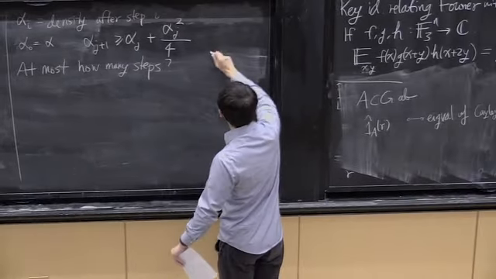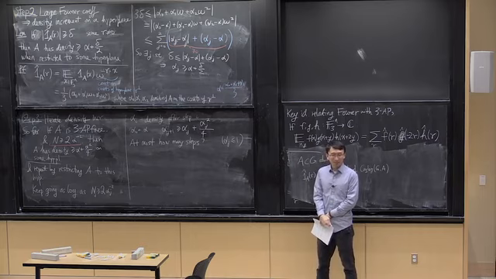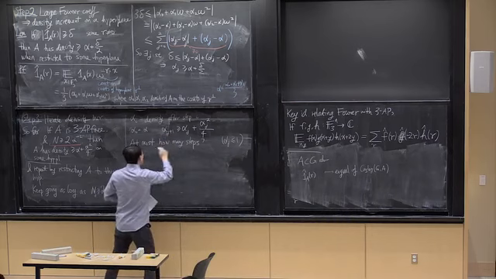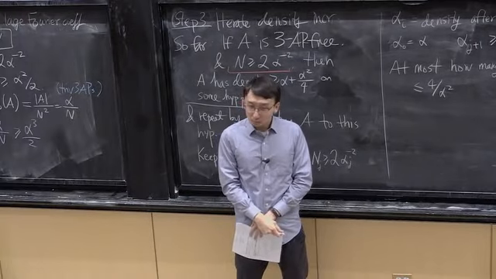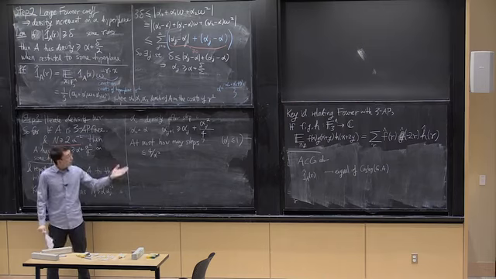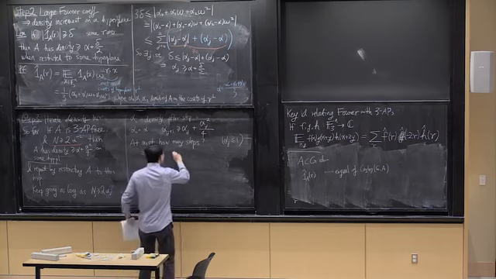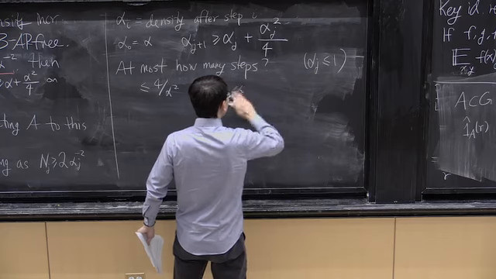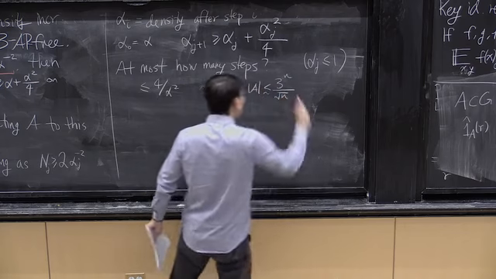So we know that the density cannot exceed 1. So you have at most 4 over alpha squared steps, because density is at most 1. And if you plug this in, you get something which is not quite what I stated. It turns out that if you plug this in, you find that the size of A is at most 3 to the n over square root n.